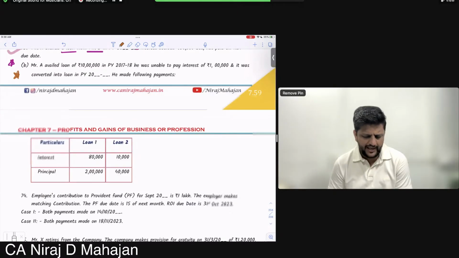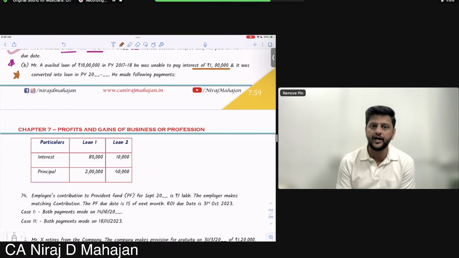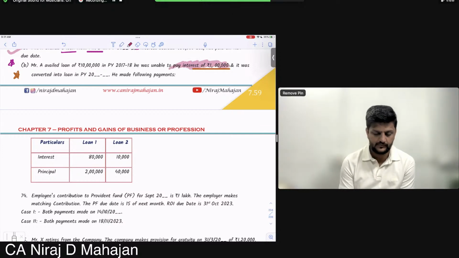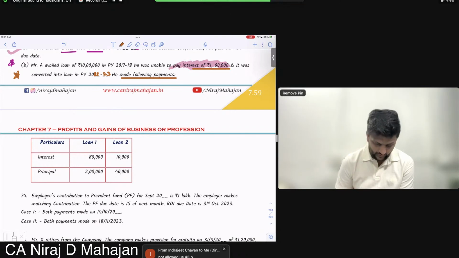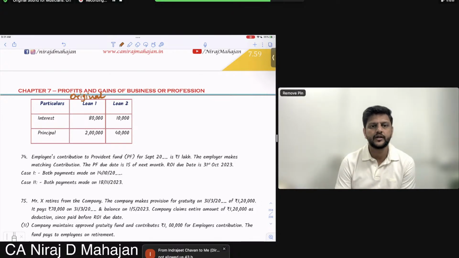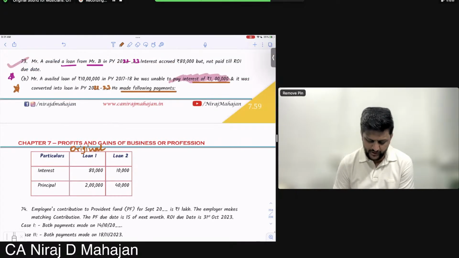Mr. A availed a loan of 10 lakhs for so and so. He was unable to pay interest of rupees 1 lakh and it was converted into a loan. The unpaid interest is converted into a new loan. Yes? In the current year 22-23, he made the following payments, children. Okay? Loan 1 means what? Original loan. And loan 2, children, is your conversion of old loan's interest payable of how much? If you remember, rupees 1 lakh. Right or not?